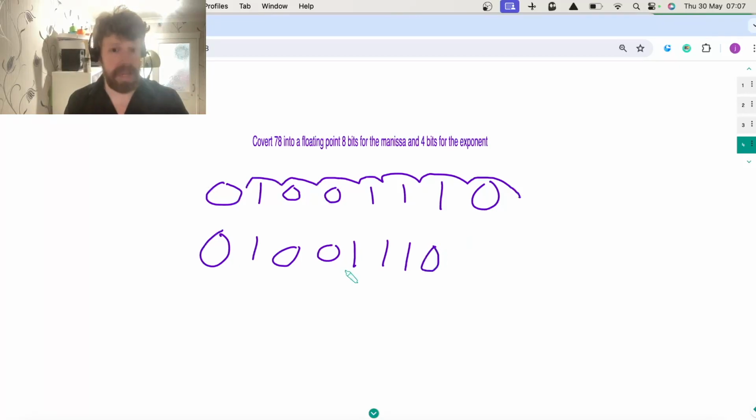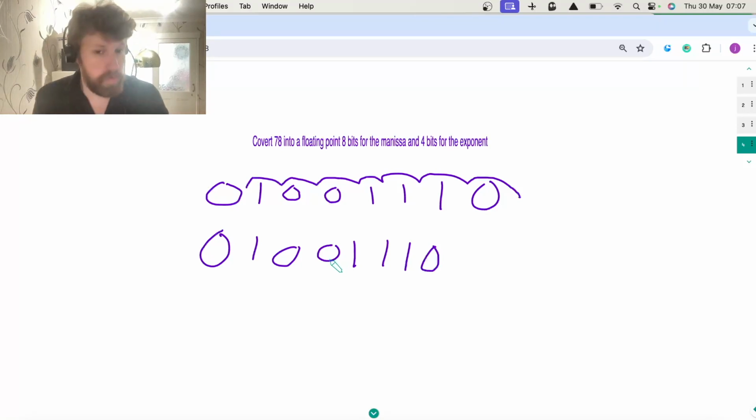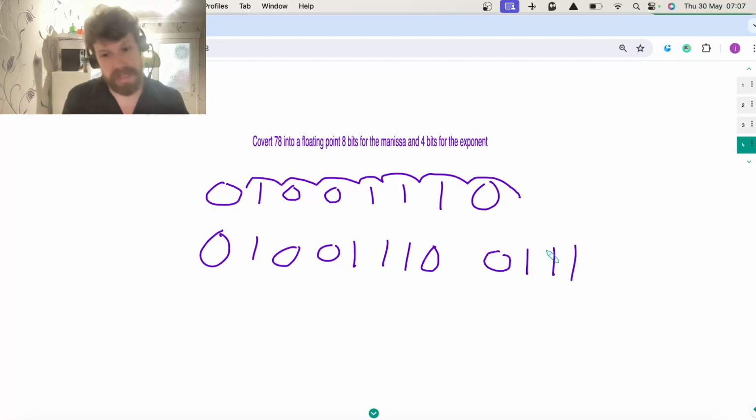And then that's 8 bits for the mantissa. If I needed to use more bits, then I just add in zeros. And because I've moved it 7 places, that is then going to give us 1, 1, 1. So that gives us the 7 for the exponent, and then the 78 normalized in the mantissa.